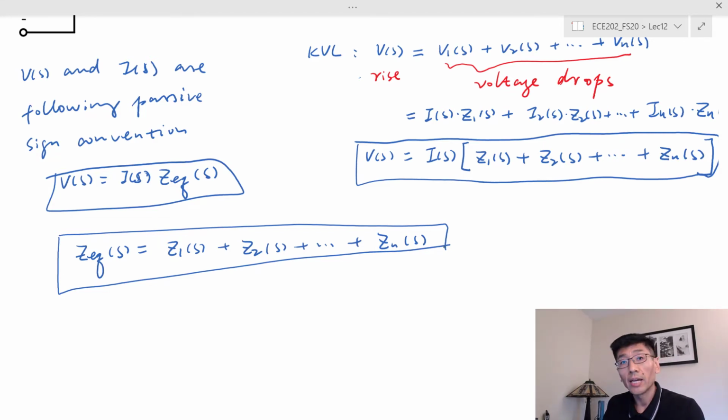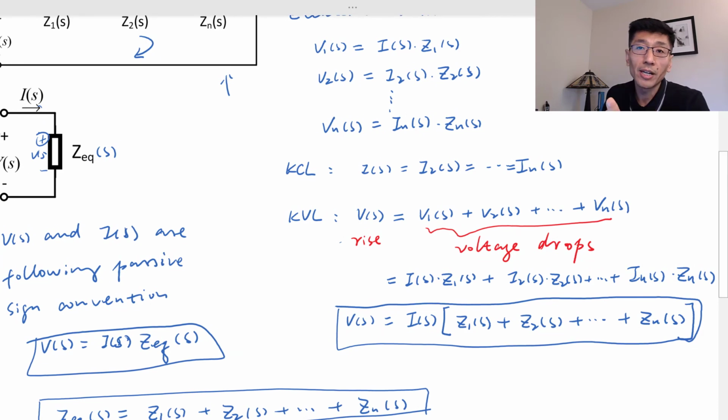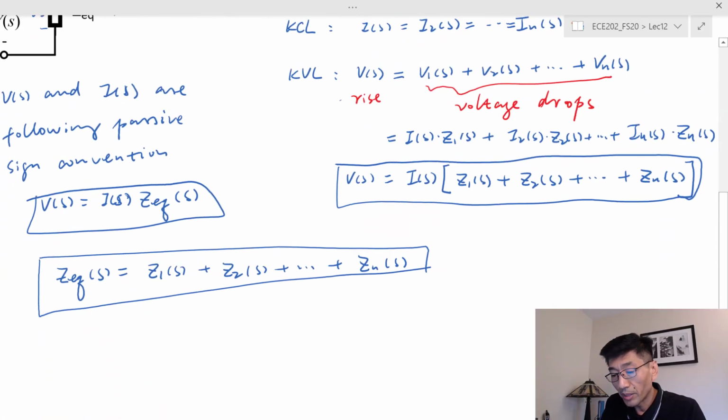Okay, so that's for the series connection. You have to be able to tell whether the elements are connected in series or not. If they are, we can calculate the equivalent impedance by just adding all the impedances together. But you should be very clear how we get here. We use the element constraints and the connection constraints, both KCL and KVL, to arrive at a seemingly very simple relationship. I'll see you in the voltage division in a moment.